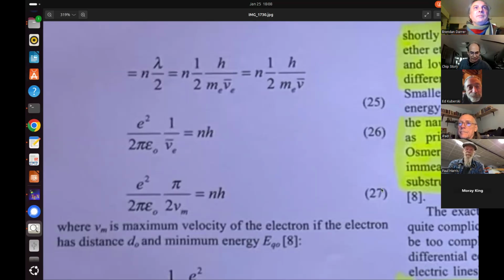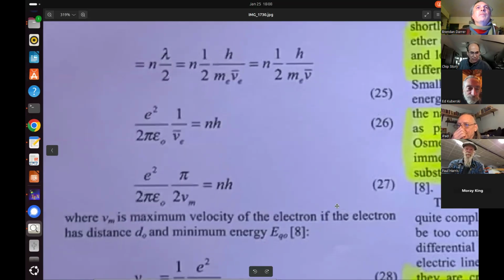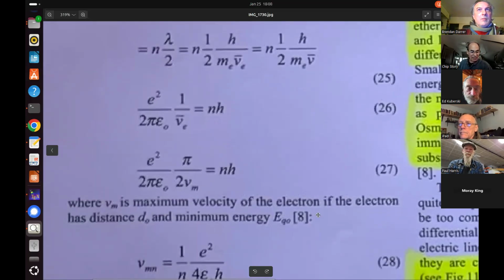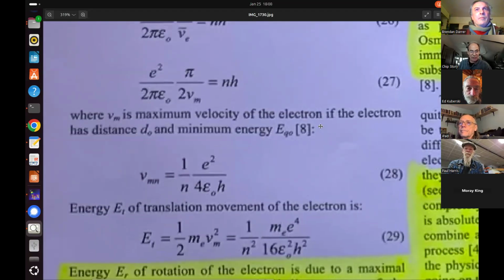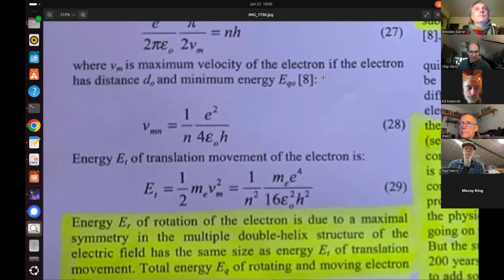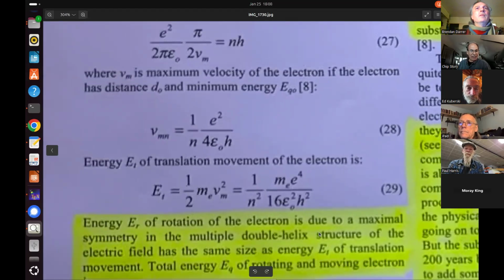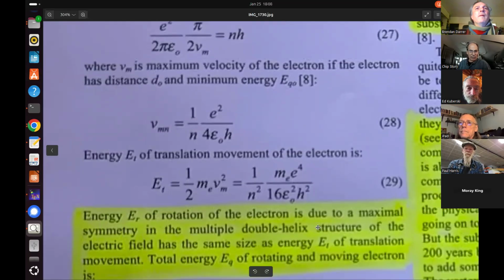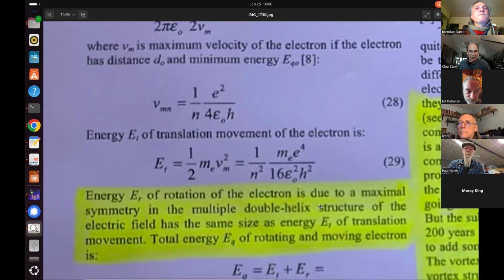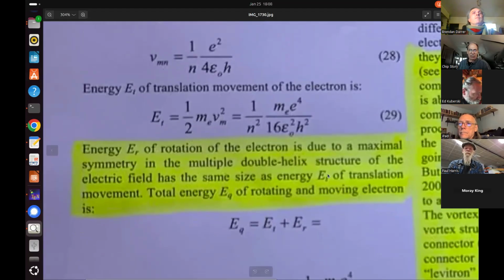All right, so anyway, this equation describing V sub m, the maximum velocity of the electron, if the electron has a specific distance d sub 0 and a specific minimum energy. It's very deterministic. There's no probability there. Energy E sub 1 of translational movement of the electron is here. So he has an energy associated with a translation.